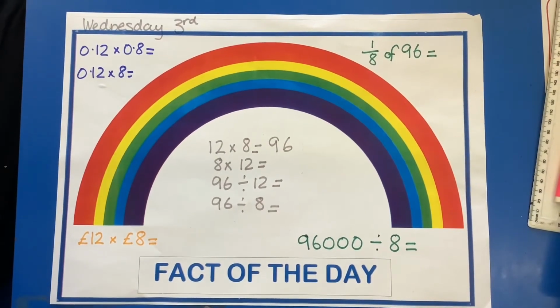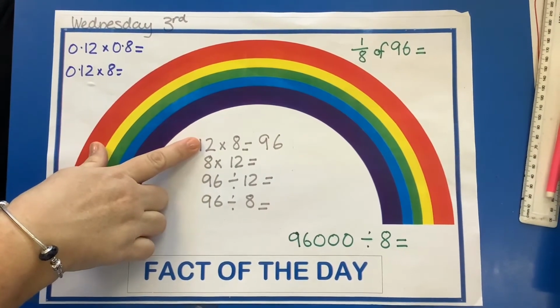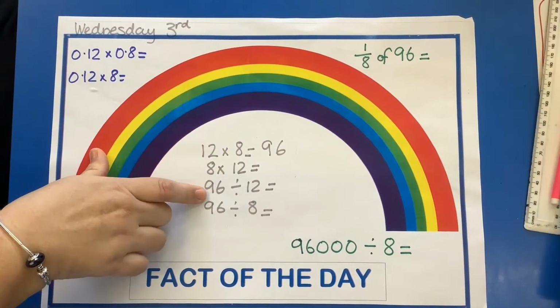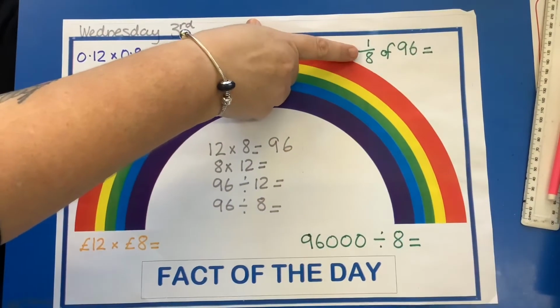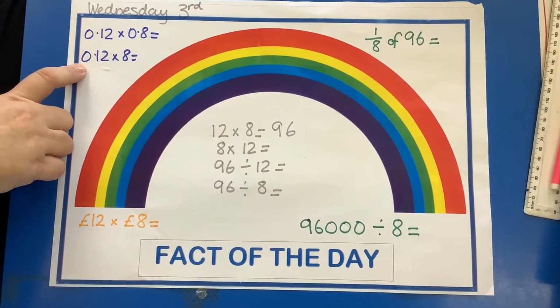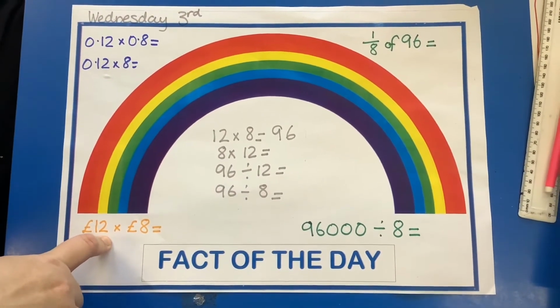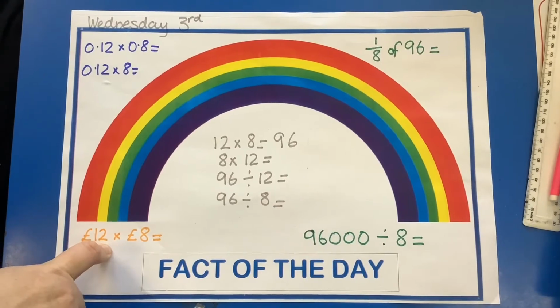Your fact of the day today is 12 times 8 equals 96. So what other facts do you know? Again, try and think of a fraction. See if you can work those out, and maybe some decimals, and maybe some things in context. £12 times £8, what would that be?